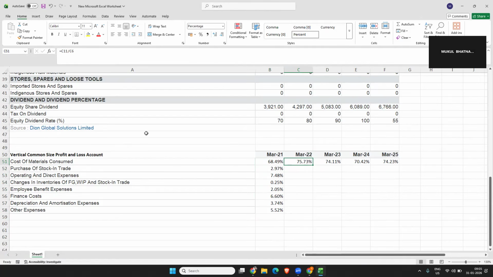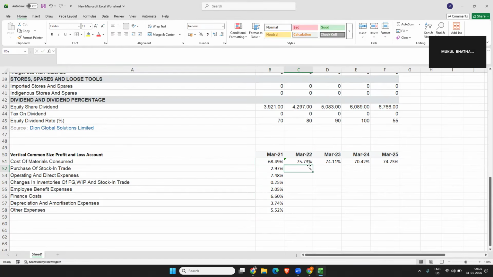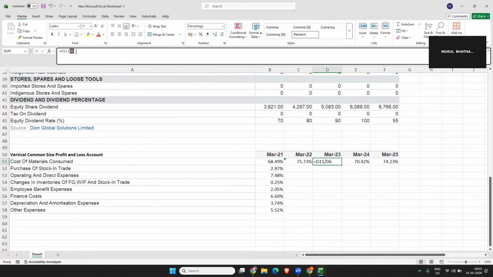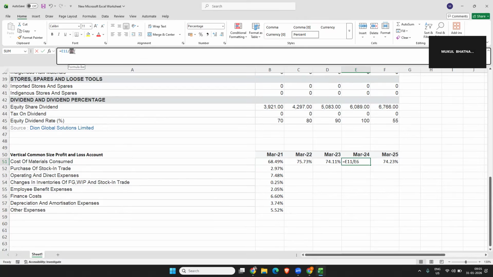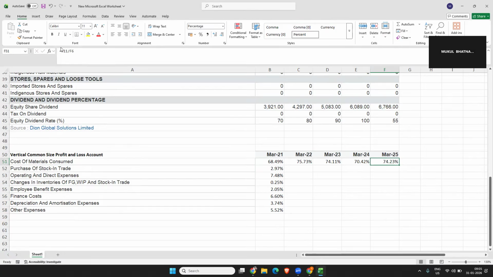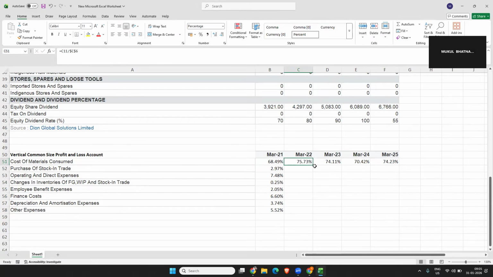Fine. Now in every cost of material consumed, you are supposed to fix the denominator. So I will press F4, press enter. Again in March 2023, I will press F4 and press enter, and I will repeat the same step. I will select the denominator in the formula bar, press F4 and press enter. Again, in the last cell, I will select the denominator, press F4 and then press enter. Then simply I will drag. So this is my vertical common size profit and loss account. This was the first thing that we need to do today.